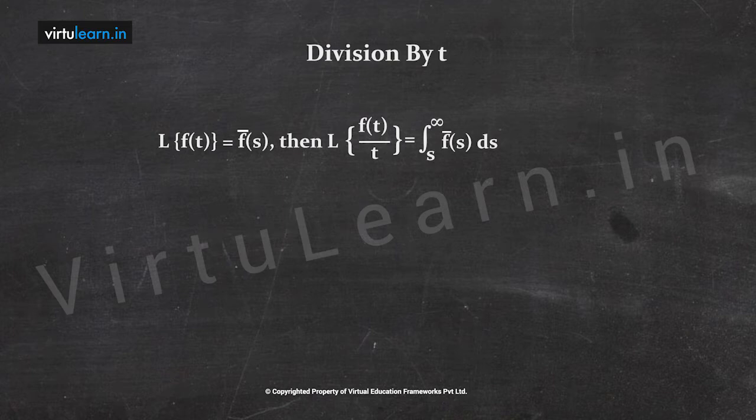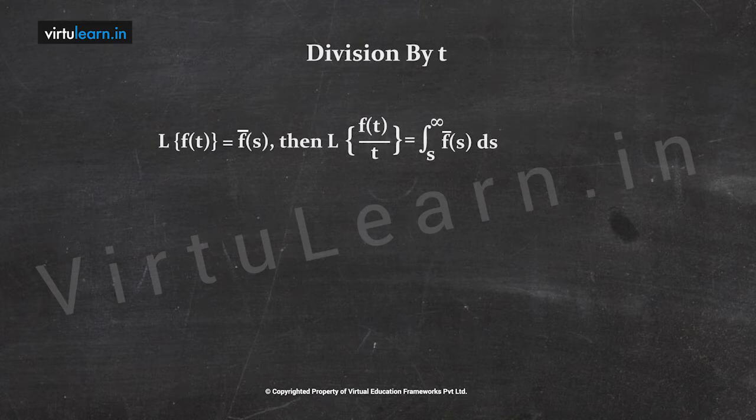After that, Laplace transform of f of t by t. What is the answer for this type of function? When f of t is divided by t, the answer is integral s to infinity f bar of s ds. It means I already calculated f bar of s in the first step. Then you substitute here and integrate it, and you will get the answer very clearly.